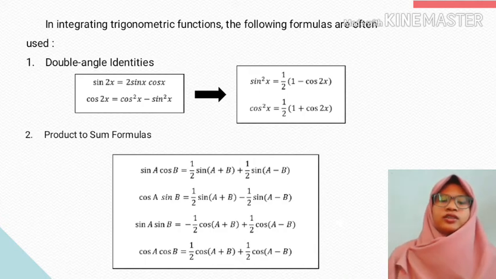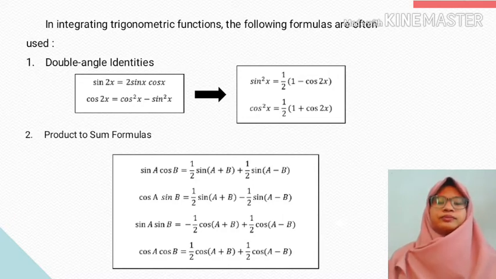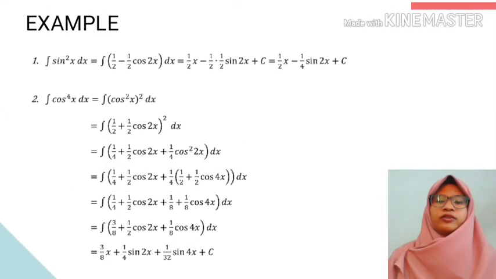In integrating trigonometric functions, the following formulas are often used. 1. Double angle identities. 2. Product to sum formulas. For example 1, we have to simplify the form of sin squared x and complete the solution. From example 2, we have to factor cos to the fourth x into cos squared x, all squared, then finish up to the simplest form.